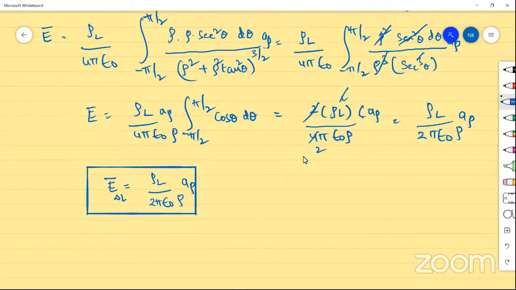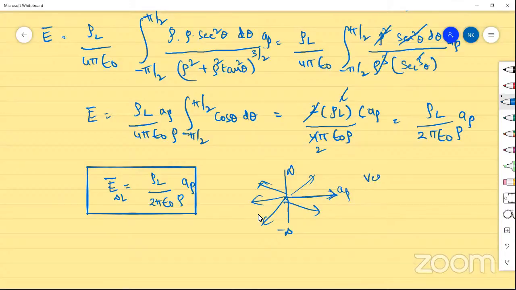Okay, so what is the conclusion here? When the infinite line charge is there, the electric field is in the radial direction only. This is the arrow direction, radial direction. So there are no other components; the vertical components of the electric field are 0.